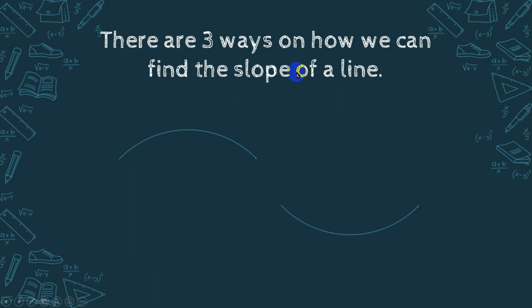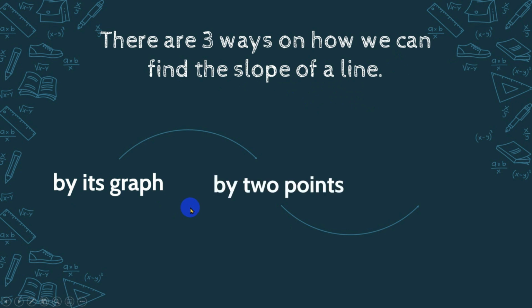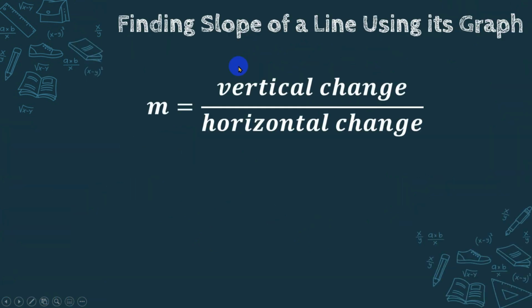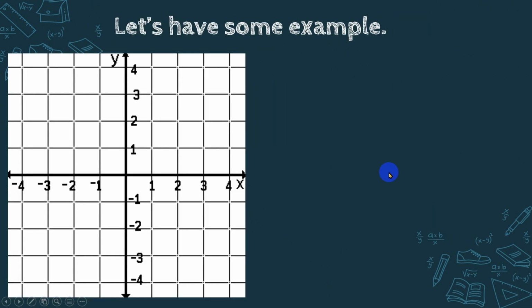Okay, there are three ways on how we can find the slope of a line. The first one is by its graph, the other one is by 2 points, and the last one is by equation. And we're going to start with using its graph. So, tandaan po, by using its graph, we have the ratio of the slope. Vertical change all over horizontal change. We can also use this ratio, rise over run. Pagbabago sa pataas na linya and pagbabago sa pahalang na linya. That's what we're going to apply in these examples.